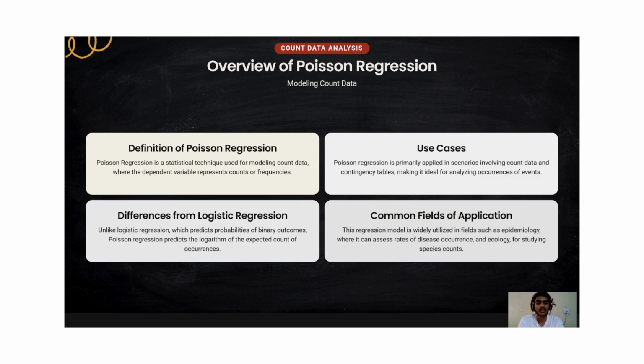Unlike logistic regression, which predicts probabilities of binary outcomes, Poisson regression predicts the logarithm of the expected count of occurrences. Common fields of application. The regression model is widely utilized in fields such as epidemiology, where it can assess rates of disease occurrence, and ecology for studying species counts.